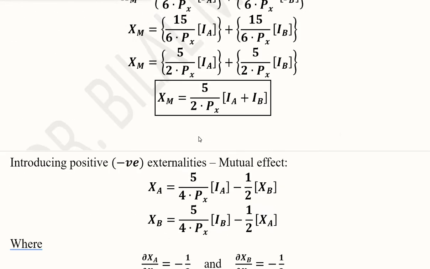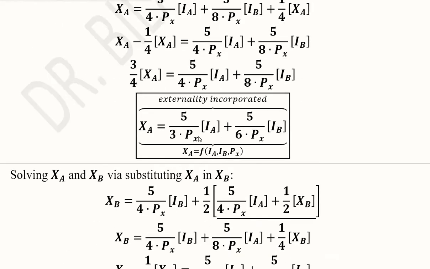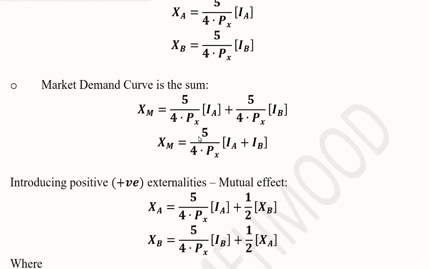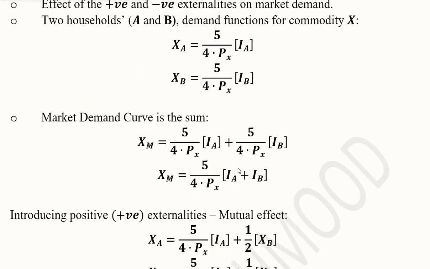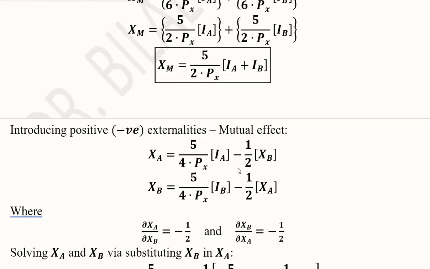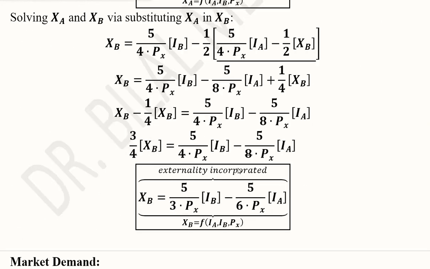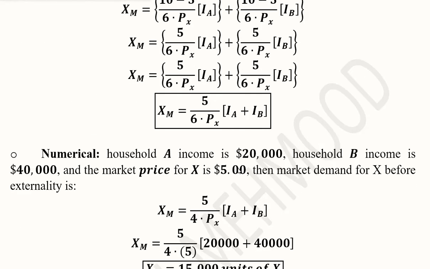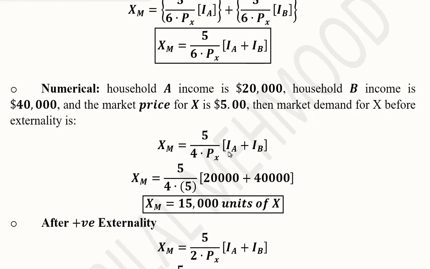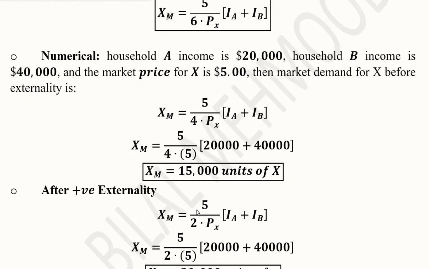Let us see. These were the original given demand functions. These were the two values that we are using. So these values are now used in this numerical situation, and we are going to put the values of PX, which is 5, income of household A, which is 20,000, and income of household B, which is 40,000. We can solve this and we expect to get this answer, which shows that the market demand curve without any externality would be 15,000 units of X.